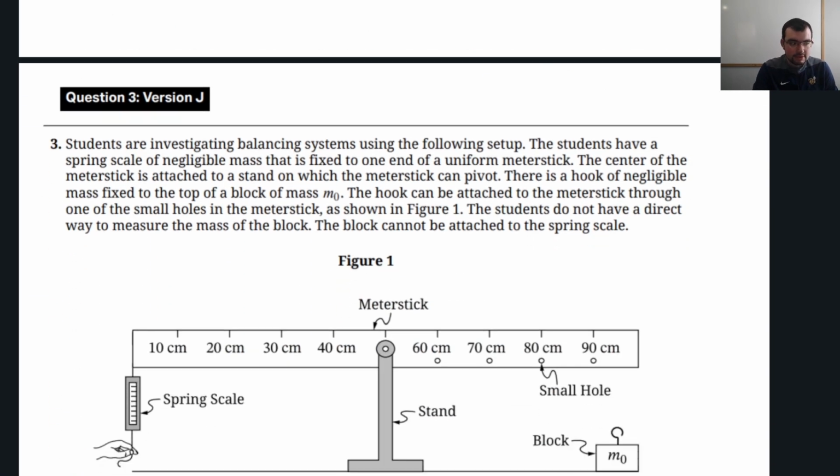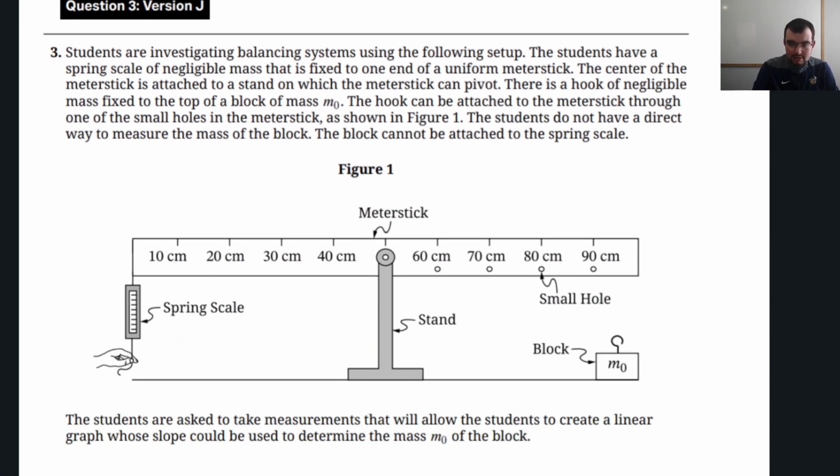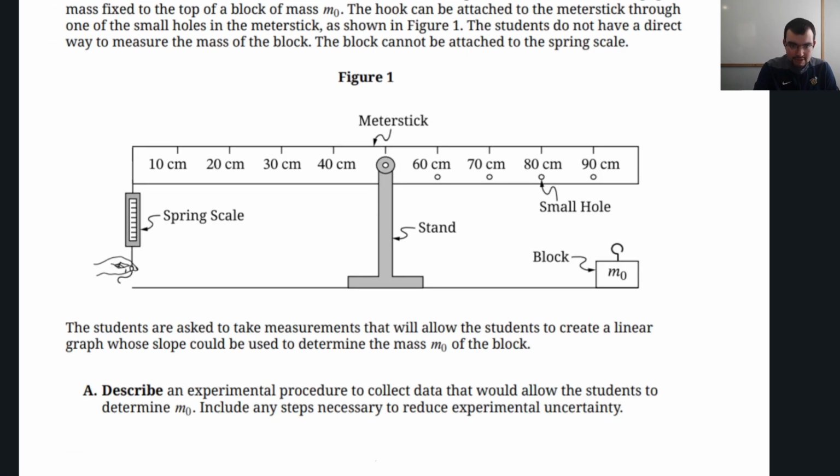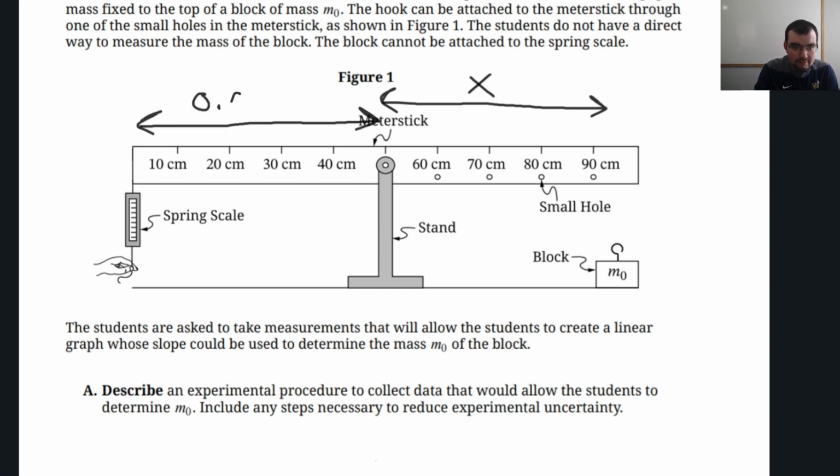All right, now for our lab question. Students are investigating balanced systems using this setup. The students have a spring scale of negligible mass that's fixed to one end of a uniform meter stick. They can hang this block from all these different holes, and they can use a spring scale for force. So this is definitely a balanced torque problem, because if you hang a block from some distance x from the pivot point, it's going to exert some downwards torque. And the spring scale over here is set at some distance of 0.5 meters.